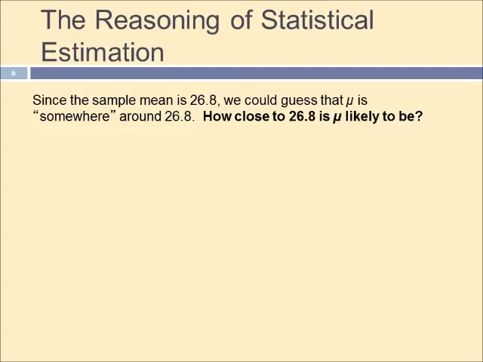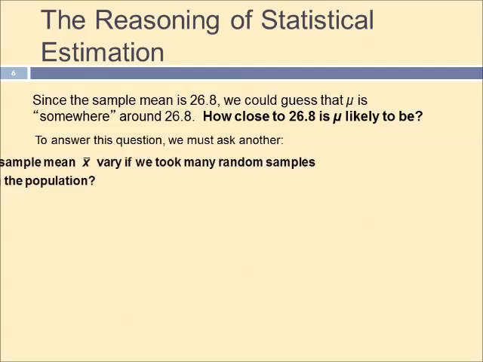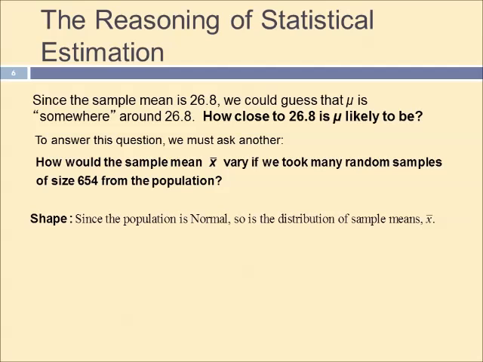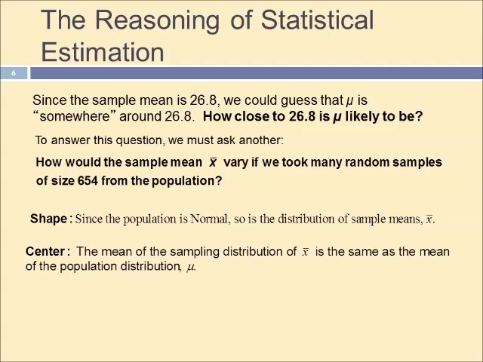So, since the sample mean is 26.8, we could guess that the population mean is somewhere around 26.8. How close to that value, 26.8, is the population mean likely to be? To answer this question, we need to ask another question. How would the sample mean, x bar, vary if we took many random samples of size 654 from the population? Well, since the population is normal, the distribution of sample means is also normal.